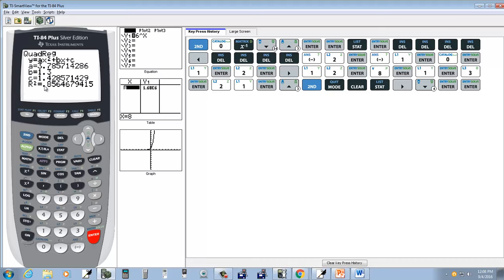Now the r squared is how good is it? And the closer it is to 1, the better the model is. This is 0.8565, and it's a little bit off, but you know, it's not totally off. If r squared is equal to 0, that means that there is no quadratic pattern to it.